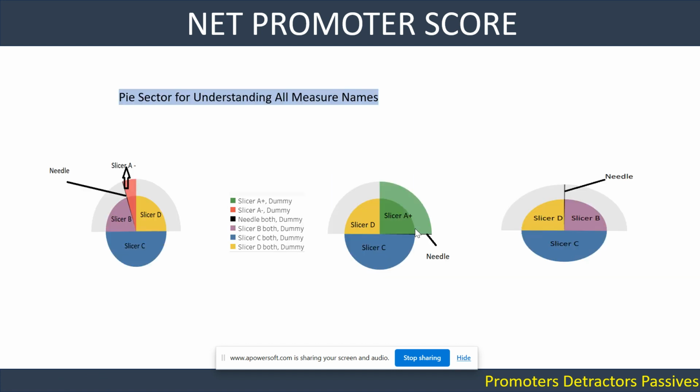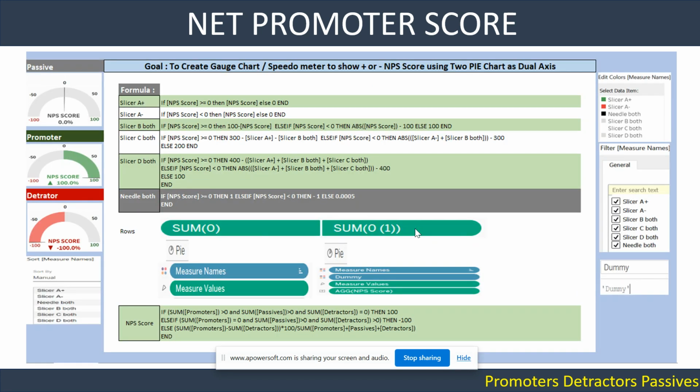Okay, and you can see this. You can see how the needle is there. If your NPS score is a minus value, then we need to show the sector size in red actually, right? And also we need to show the needle. This is the logic that we built.